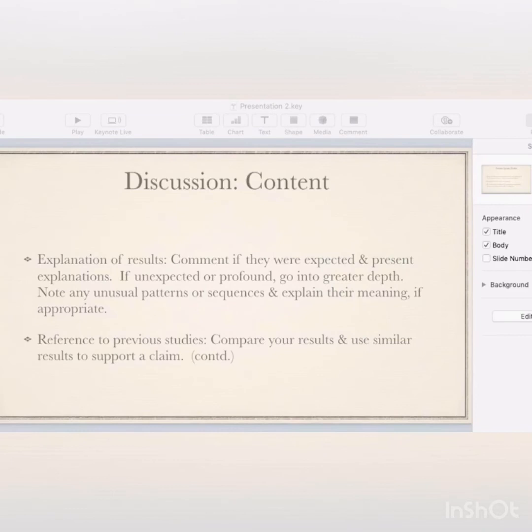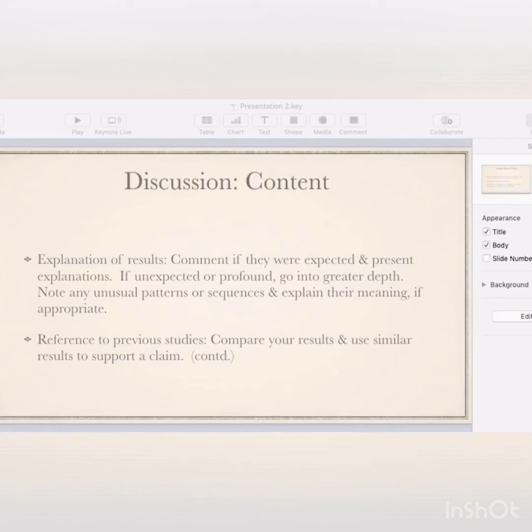We must comment if they were expected, and also be prepared to explain any trends in the results. And if they were unexpected or profound, or if there's an outlier in any of the results, we must dive into greater depth and attempt to explain why they occurred. If there's any unusual patterns or sequences, these also must be noted and their meanings explained.